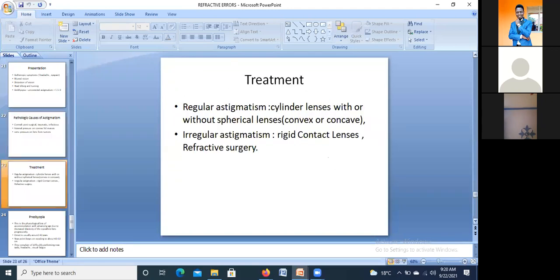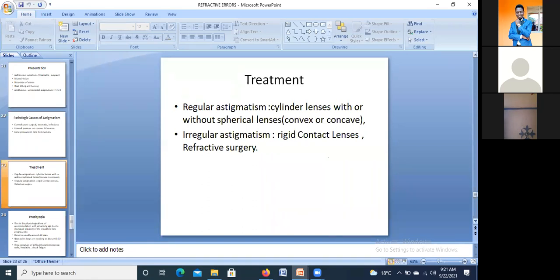The treatment of astigmatism: the type of lens used in astigmatism is different from the lens we have used for myopia and hypermetropia. In this case, the lens has power only in that axis where there is a defect in refraction. So the lens is made in such a way that the power of the lens is only on that axis where there is the defect. And so this kind of lens is called a cylinder. So we use cylindrical lenses to correct astigmatism.